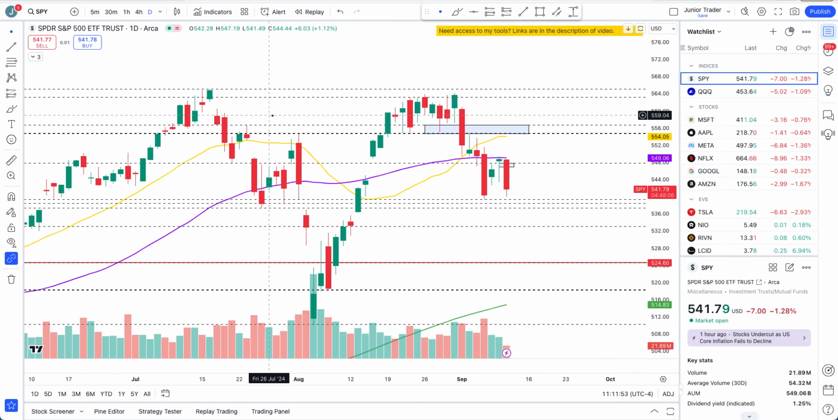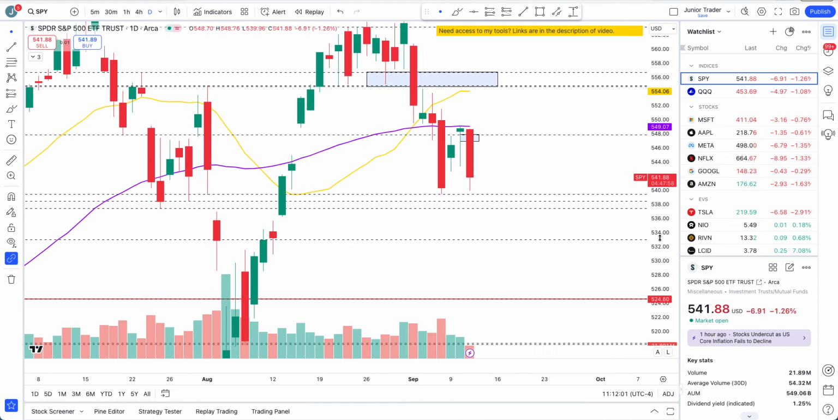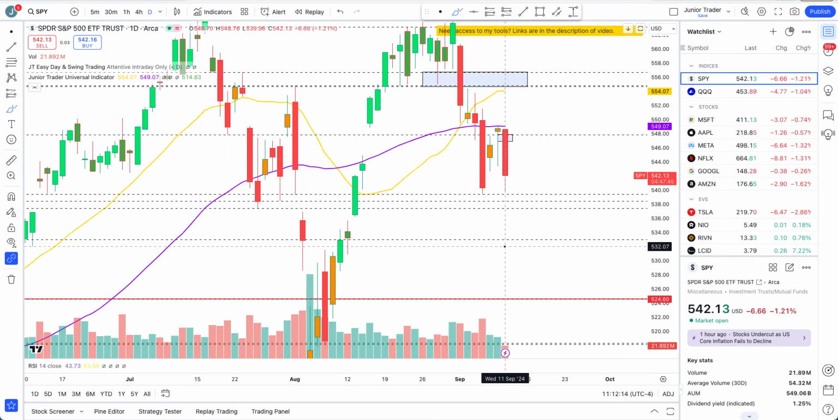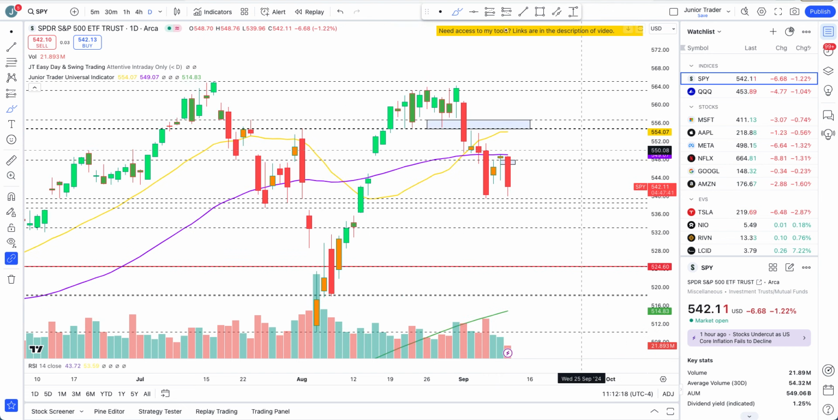SPY, look at the strong rejection, right? The blue box is what the box was. If we can hold it, that's great. If we can't, well, that's a problem. It was a good candle yesterday. Good buying happened yesterday, but however, if I show you the structure, our structure never turned bullish. You can see it over here. The structure still remained bearish even yesterday.